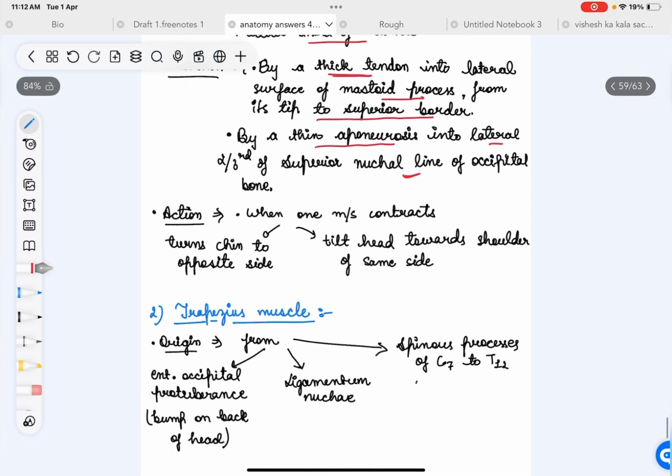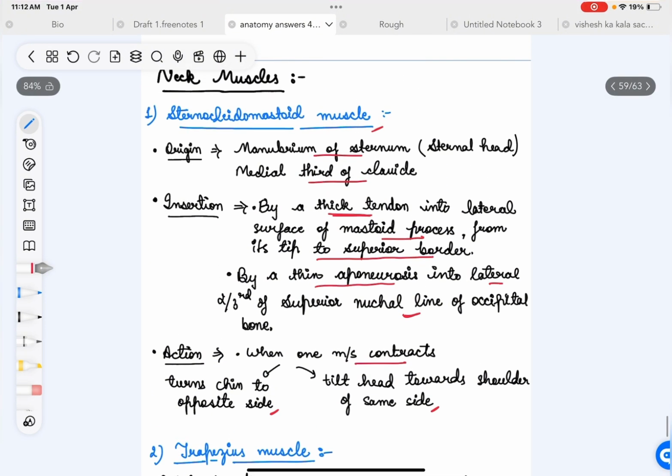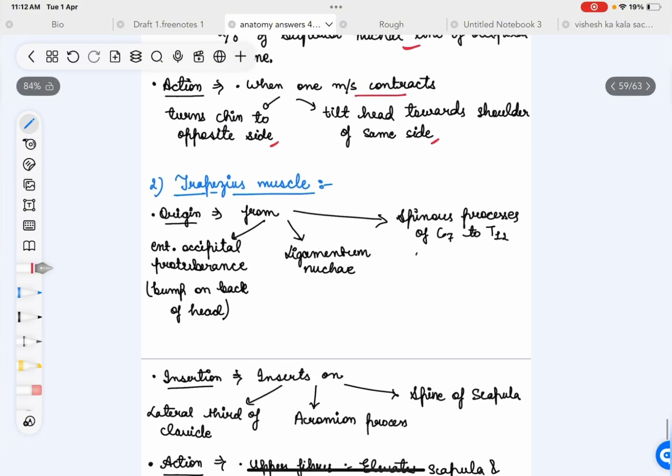Its action, when the muscle contracts, it turns the chin to the opposite side and tilts the head towards the shoulder of the same side. If we talk about the blood supply, the sternocleidomastoid muscle is supplied by the sternocleidomastoid branch of superior thyroid artery, that is a branch of external carotid artery. The second muscle is the trapezius muscle.